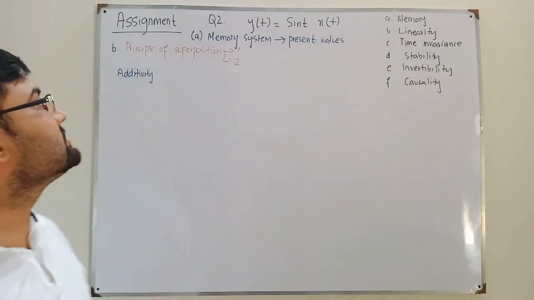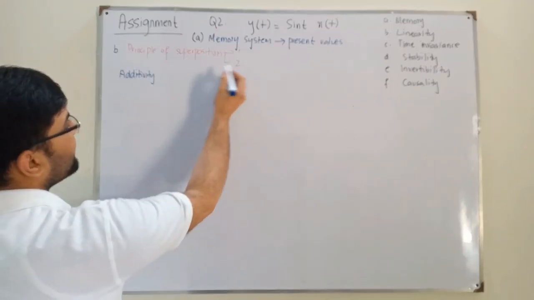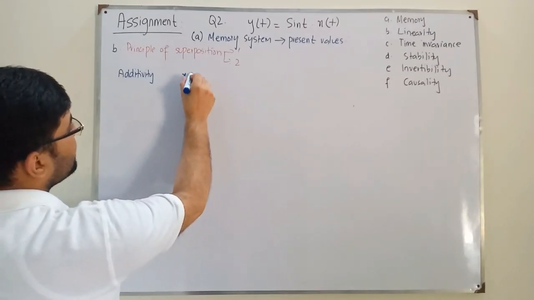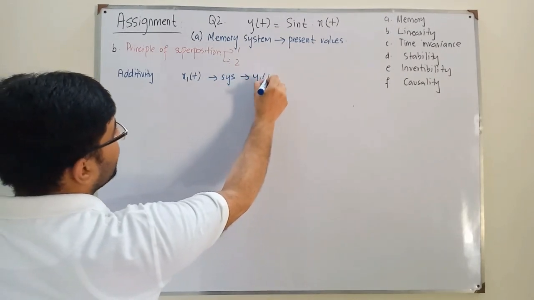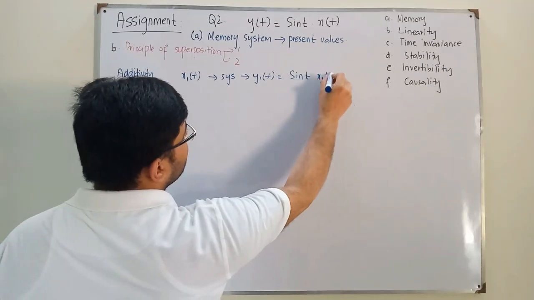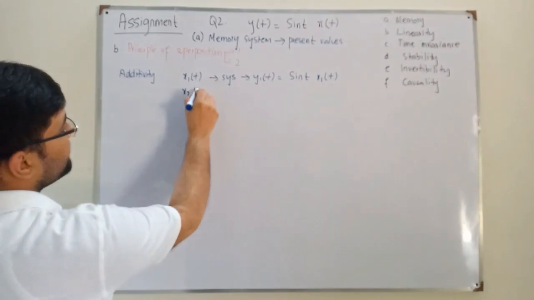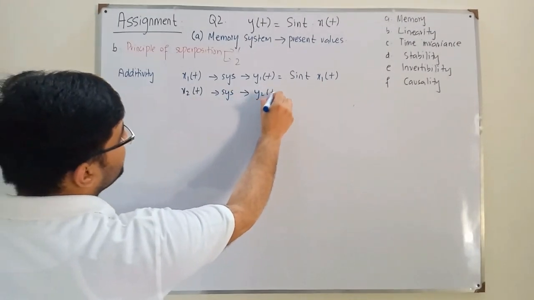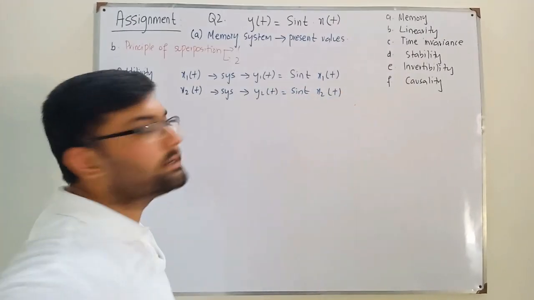So x of t is your input. If you give it one input x1 of t, the output would be y1 of t, and this would be sine of t into x1 of t. Now if you give it another input x2 of t, you have an output y2 of t. This is sine of t into x2 of t.